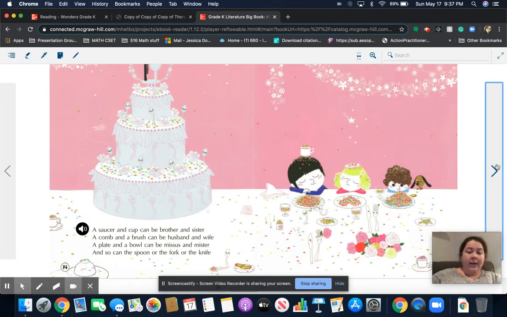A saucer and a cup can be brother and sister. A comb and a brush can be husband and wife. A plate and a bowl can be Mrs. and Mr., and so can the spoon or the fork or the knife. Do you see the little families over here and on the cake? It's pretty cute, huh, scholars?